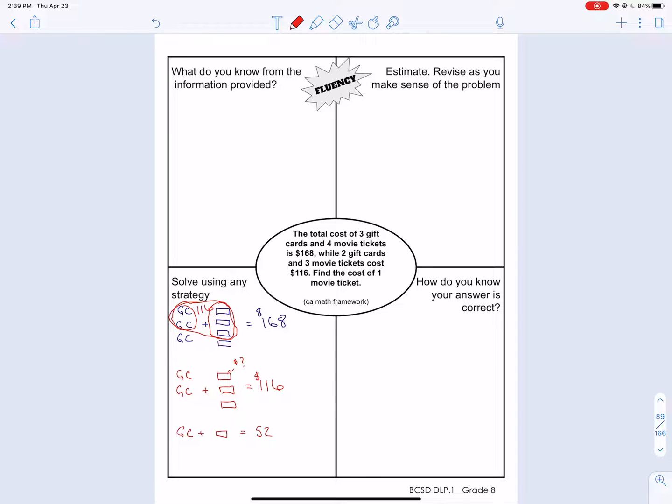Just think about that for a moment. I know that this bundle, 2 gift cards and 3 tickets, is $116. That's the same 2 gift cards and 3 tickets. Then we just have a gift card and a ticket that's not part of that. Whatever that is, it has to add to 116 to make our total of 168, which is $52.